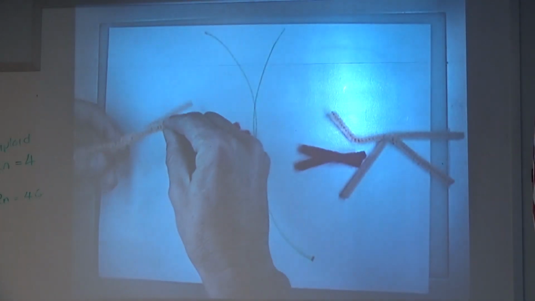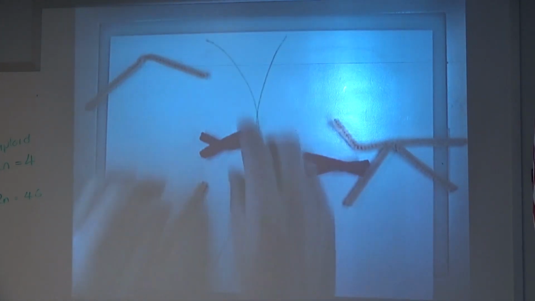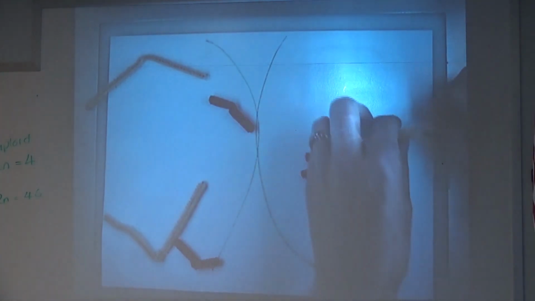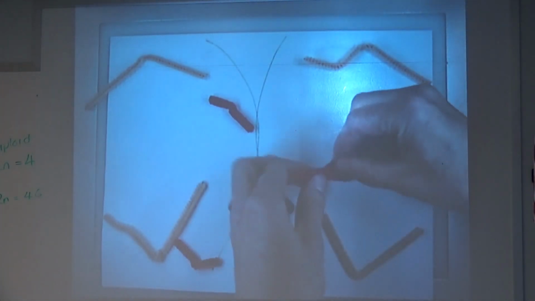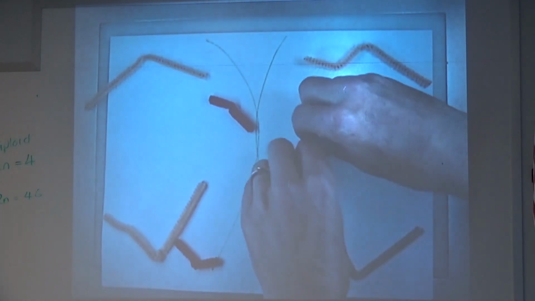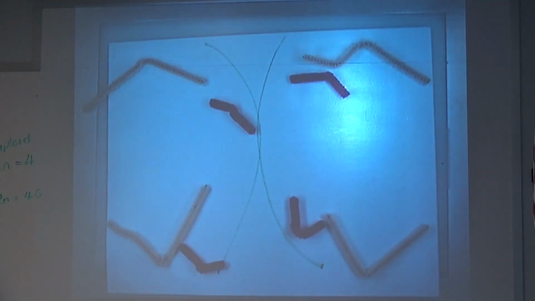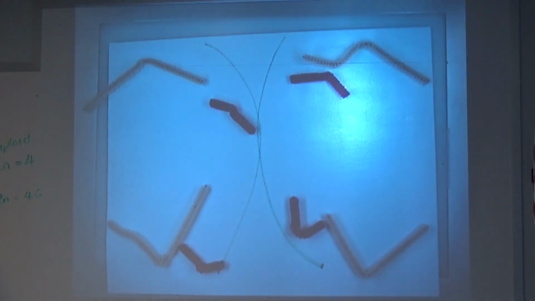Anaphase 2. What do you think I'm going to do in anaphase 2? Pull them apart, right? Anaphase is always action. Ready? Going to pull apart this, pull apart this, pull apart this one, pull apart that one. So I pulled apart these this way and these this way. That was anaphase 2.